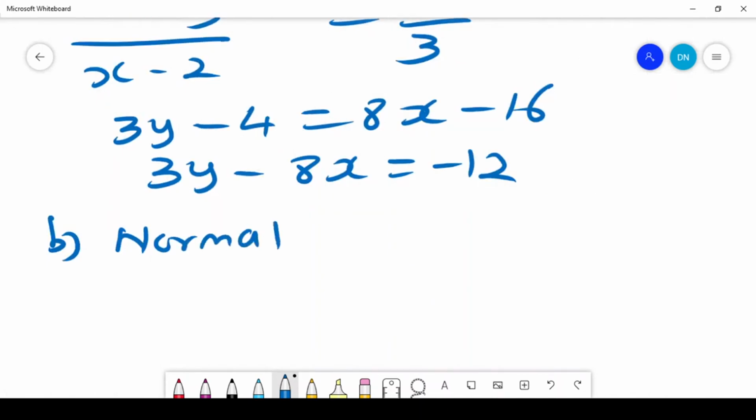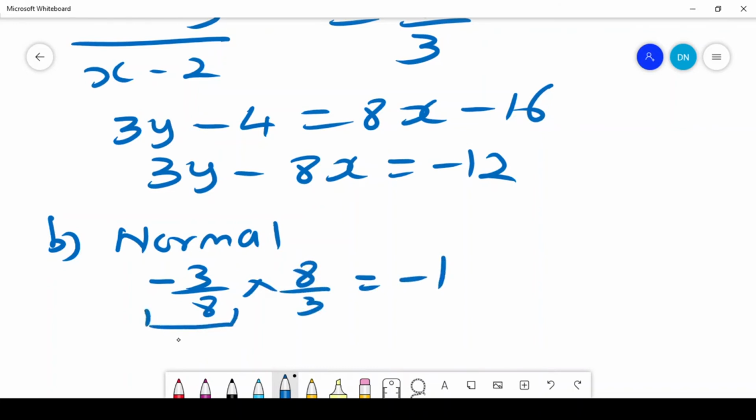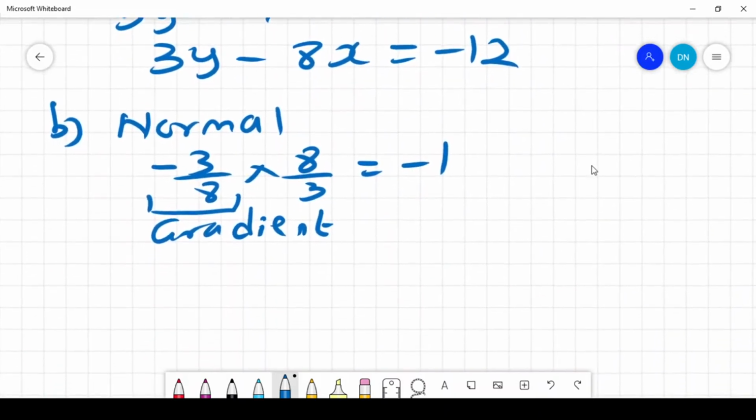To find the normal, we know that negative 3 over 8 times 8 over 3 is equal to negative 1. So this forms the gradient when we are forming the normal, because for that to be the normal, the product of the two should be equal to negative 1.